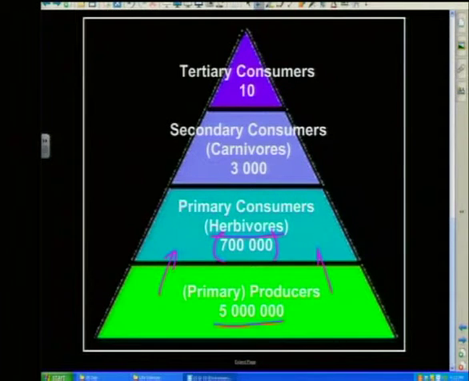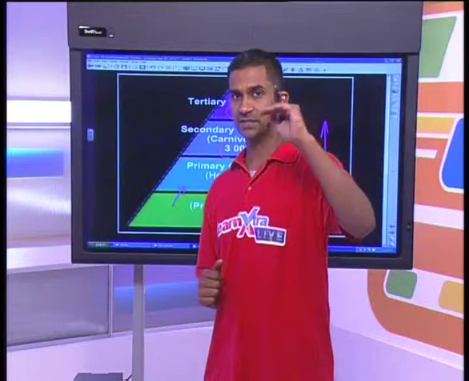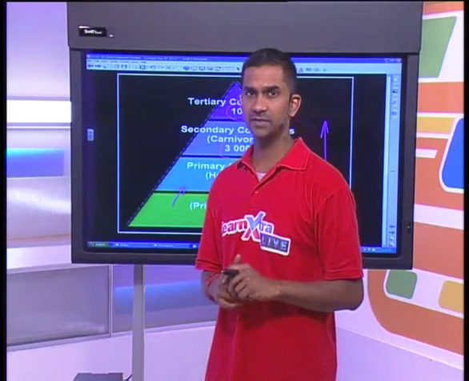In turn, these herbivores are a source of energy to your carnivores, and we have 3,000 carnivores that feed off herbivores. And right on the top, on the fourth trophic level, we've got our tertiary consumers, and these would be your predators, and these are only 10 in number. So what we see as we gradually move up this pyramid is that the number of individuals at each trophic level decreases. In order for any ecosystem to be sustainable, we would need to have the number of individuals decreasing as the trophic levels increase.